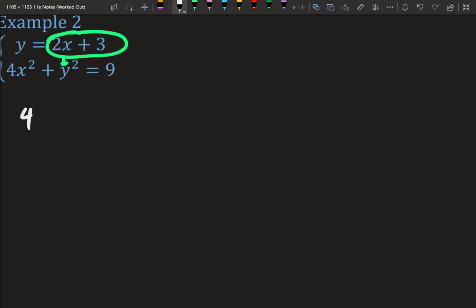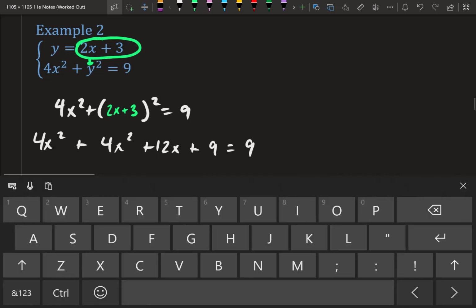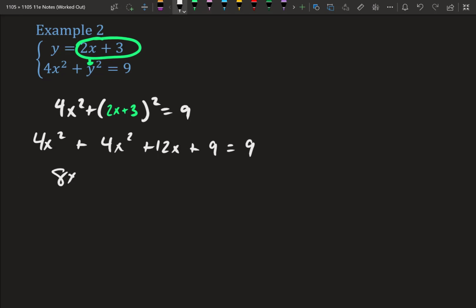So I have 4x squared plus y squared equals 9, and the y we're plugging in this time is 2x plus 3. So we need to square that. When we square 2x plus 3, we get 4x squared plus 12x plus 9 equals 9. I'm going to combine like terms. I'm going to set this equal to 0.